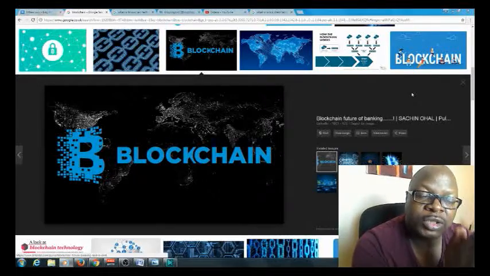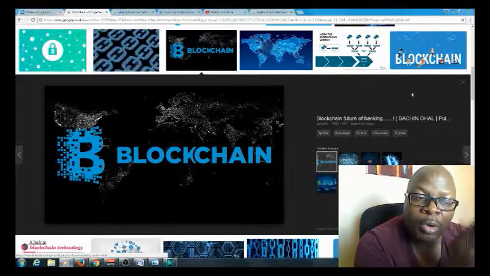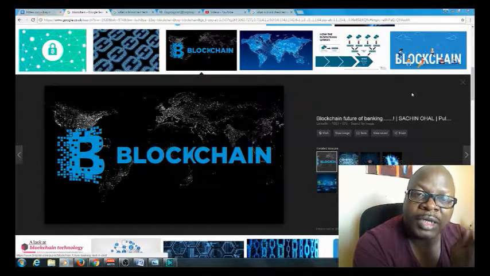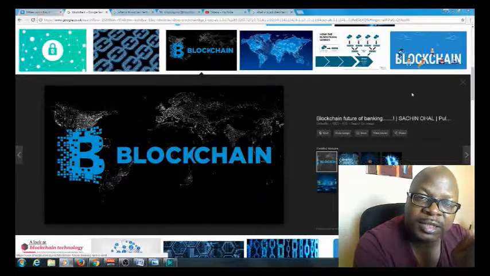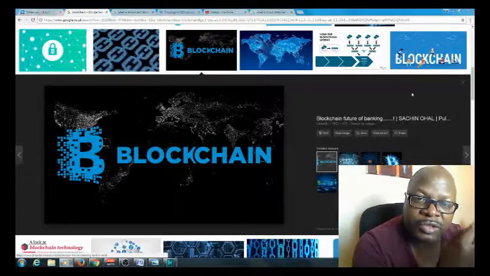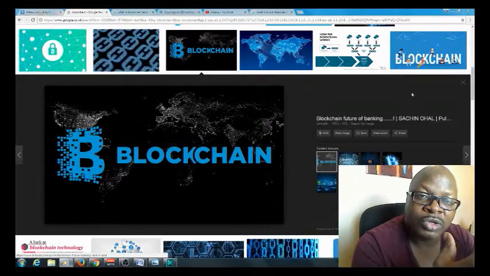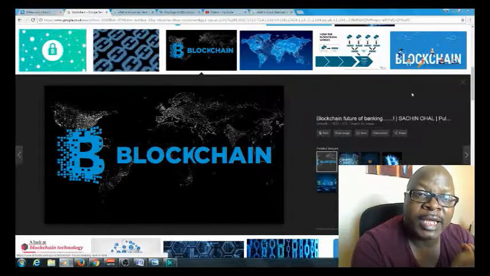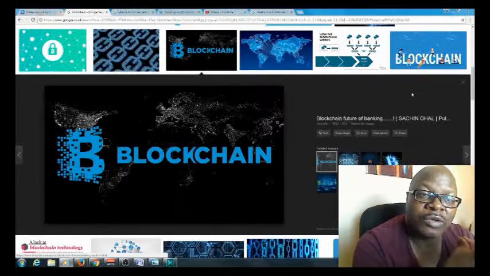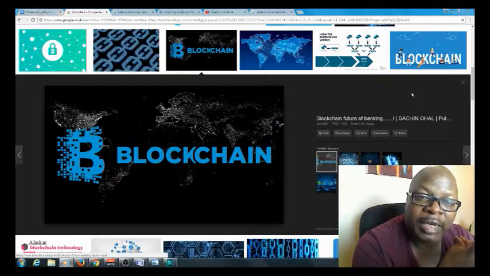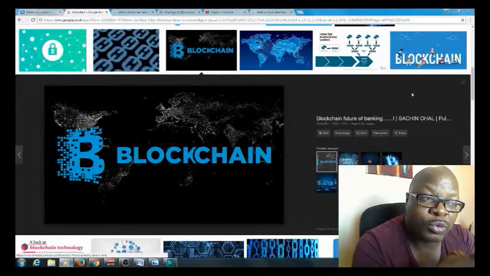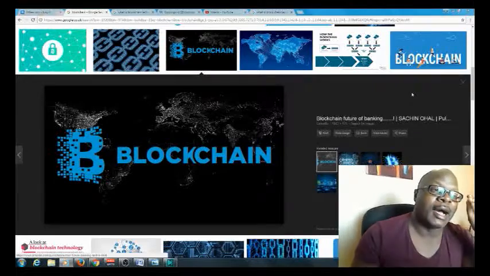So this is what blockchain technology is: the blocks are the individual computers within the system, and the chain is the link right across the globe, and its incorruptibility is down to the fact that it's stored individually on computers worldwide.